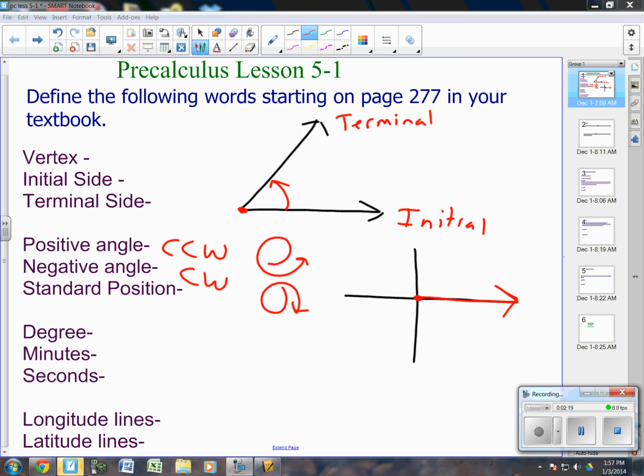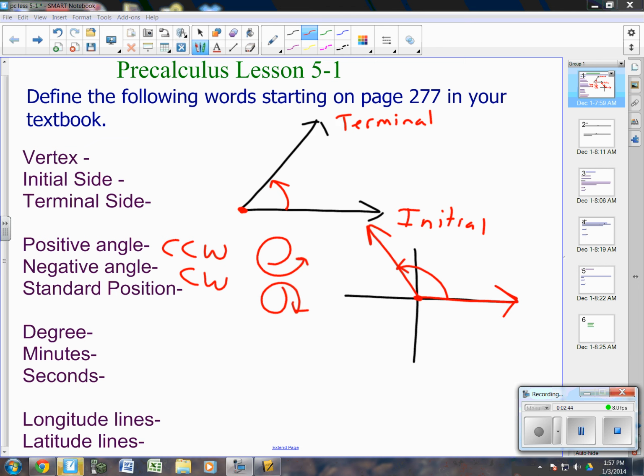And then the terminal side can be anywhere, right? Depends on which way we turn it, whether it's positive or negative. If I was to turn a positive angle maybe this far, and so my terminal side ended right there, okay, that is an angle in standard position. So just know it, the vertex is at the origin. The initial side is on the positive x-axis anytime you have an angle in standard position.